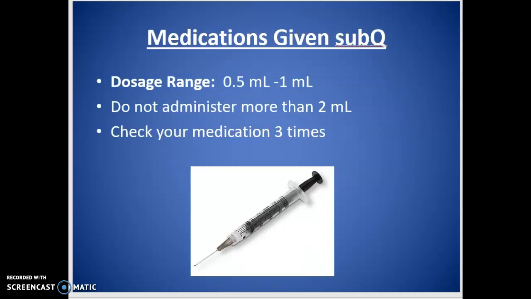So as I said earlier, our dosage range is about a 1/2 mL to a mL. Varicella and some of those vaccines go up to 1 mL or 1 cc. Most, as I said previously, are a half mL or 0.5 mL. You never give more than 2 mL, and make sure you always check that medication 3 times. Look at it before you draw it up, right as you're drawing it up, and before you put it back on the shelf or in the refrigerator from where you got it.